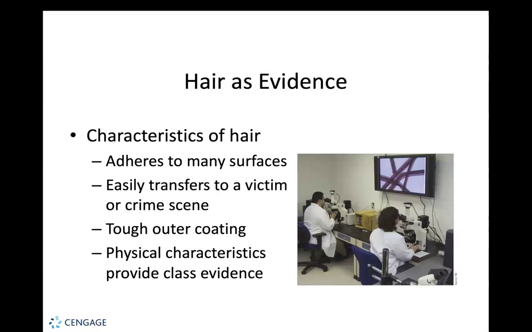Now, what are some characteristics of hair that make it a good piece of evidence? One, it will adhere to many surfaces. Two, it easily transfers to a victim or to a crime scene. It is very easy that if you just have a brush up or even very slight direct contact with an individual, you can transfer hair from one surface to the next. It does have a tough outer coating, which means it's oftentimes protected by normal elements surrounding it. And physical characteristics do provide class evidence.